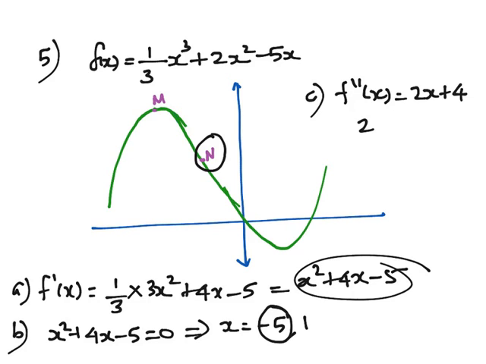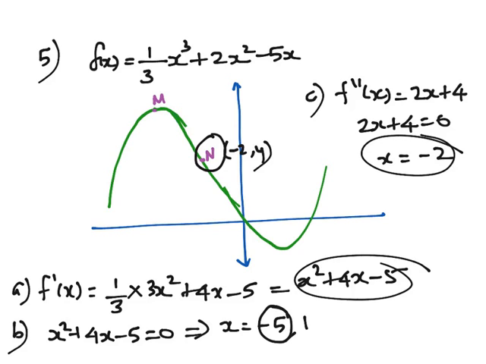So I'll equate that to 0. So 2x plus 4 equal to 0. So x equal to minus 2. So this is the answer. So n is in fact minus 2 comma some y, and m is minus 5 comma some, let's say this is y1, this is y2. So x equal to minus 2 is the x coordinate of n.